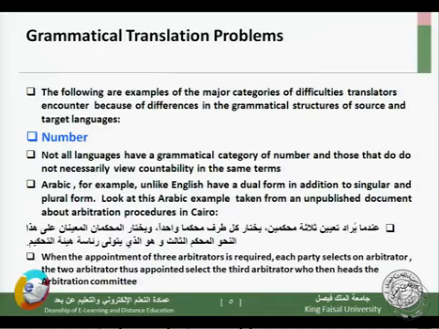When the appointment of 3 arbitrators is required, each party selects one arbitrator. The 2 arbitrators, as thus appointed, select the 3rd arbitrator, who then heads the arbitration committee. This is just an example about the importance of numbers in translation. So you need to be careful.